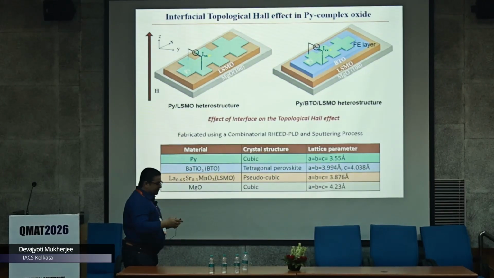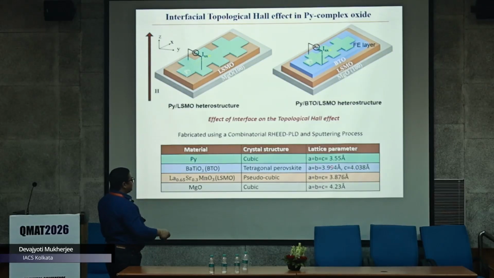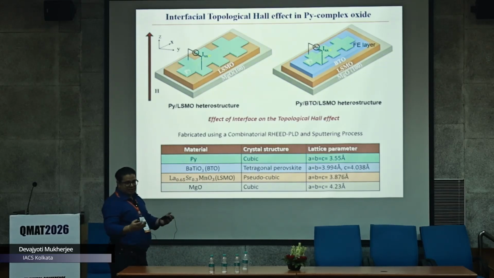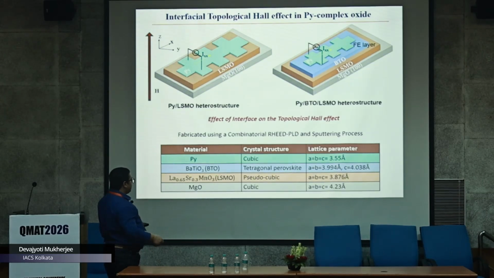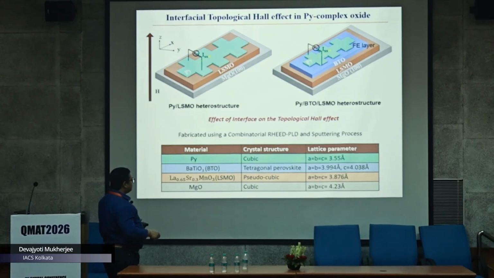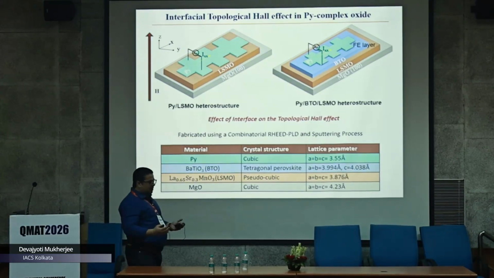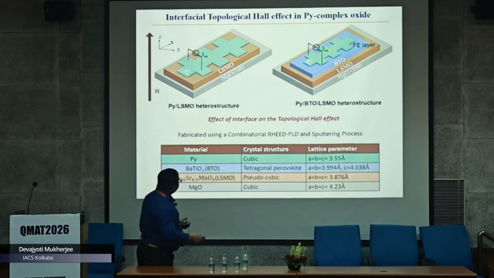the topological Hall resistivity. And of course, growing these structures is non-trivial, because as you keep growing different materials on top of each other, defects are introduced at the interface. So a lot of time went into the optimization, but they have very good, closely matched lattice parameters, and we used a combinatorial PLD for the oxide layers and sputtering for the metal layers.